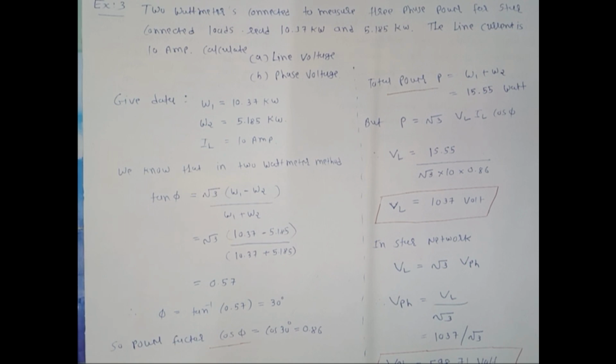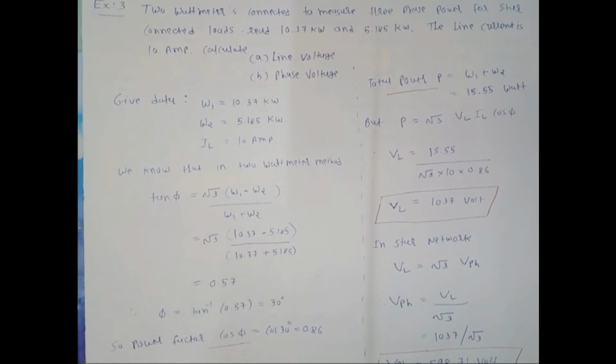Okay, so first of all, we know that in the 2 wattmeter method, tan phi equals root 3 times W1 minus W2 upon W1 plus W2. Put the values of W1 and W2 in this equation. So 10.37 minus 5.185 upon 10.37 plus 5.185. So total tan phi equals 0.57. Now phi equals tan inverse 0.57, which is 30 degree. So the phase angle is 30 degree.